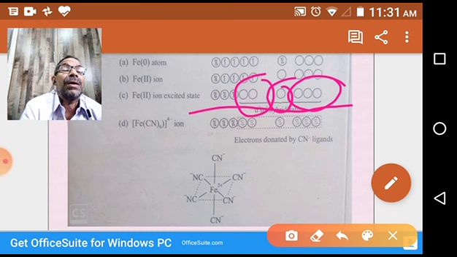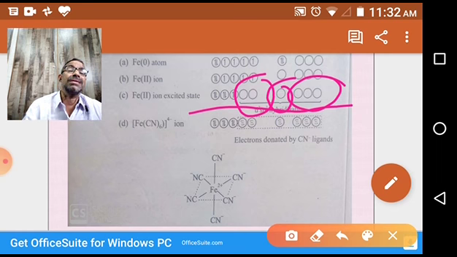That's why we call this complex an inner orbital complex. Why inner orbital complex? In this hybridization, the n-1 d orbital is involved in the hybridization. So 3d and 4d, we are using only 3d, not 4d. So 4s2, 4p and 5d, 3d. So 3d orbitals are involved in this hybridization. That's why we classify this complex as an inner orbital complex.